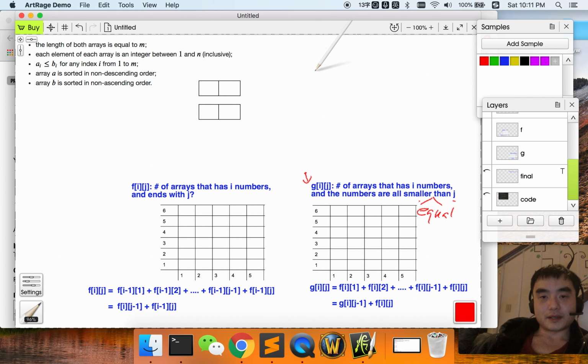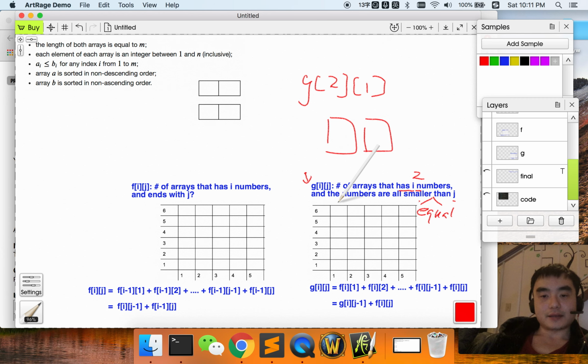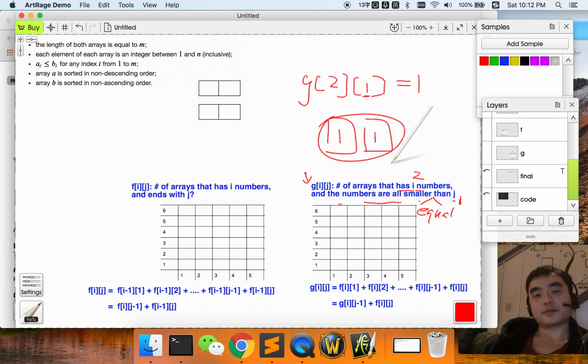So for example, if we want to calculate G 2 1, right? We are going to have two numbers, two slots to fill. And all of the numbers are smaller or equal than 1, right? So we can only put 1 into these two slots. So G 2 1 equals to 1, right? Only one option here.